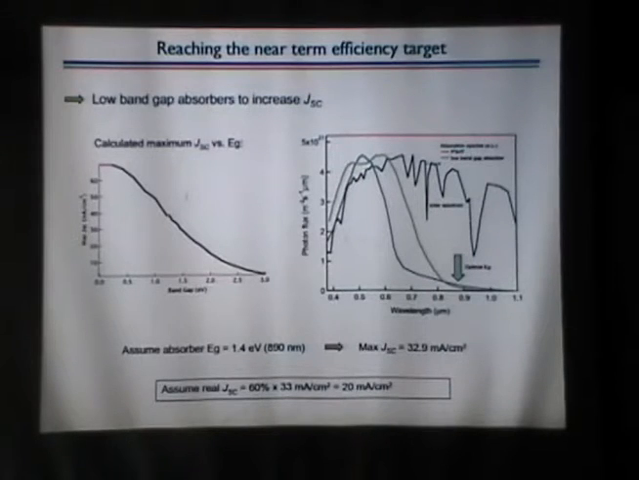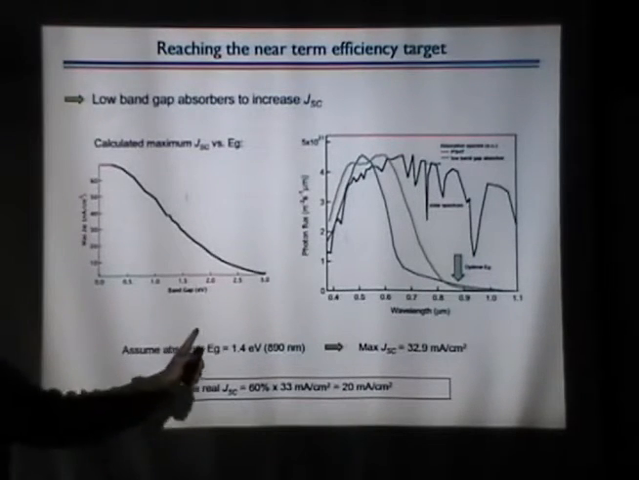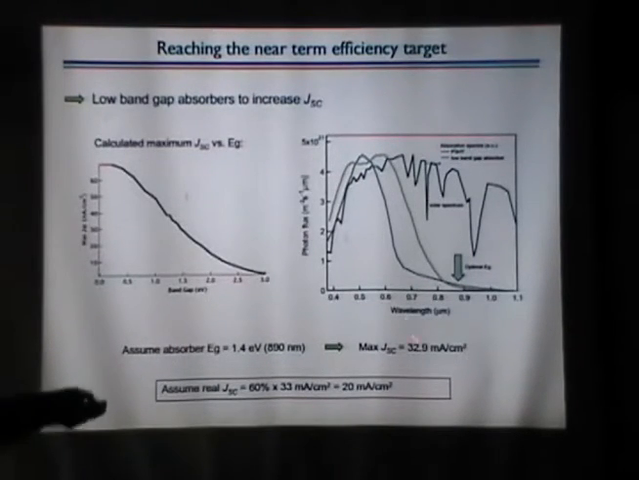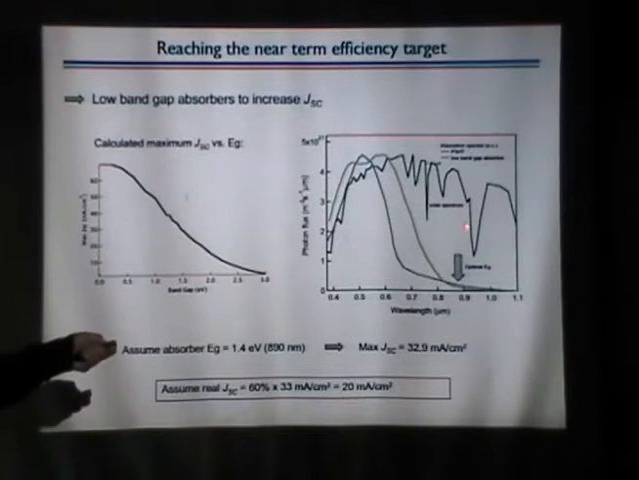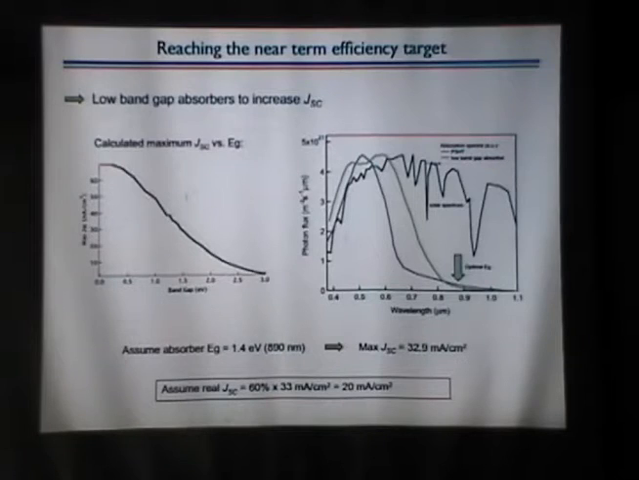Okay. So first of all, we do need to optimize the band gap, and we said the optimal is around 1.4 eV. That's 880 nanometers. So it'd be nice to have material right there. We do have materials that are right there, but they're not ideal in terms of charge transport and recombination. But let's assume we can fix those problems.